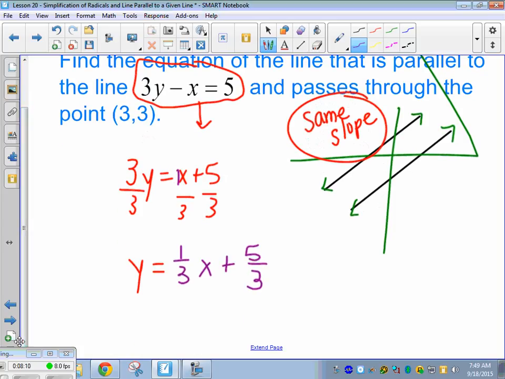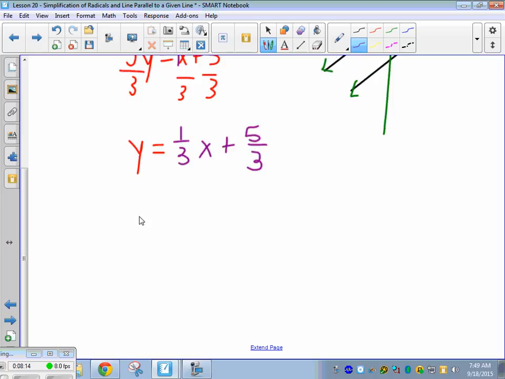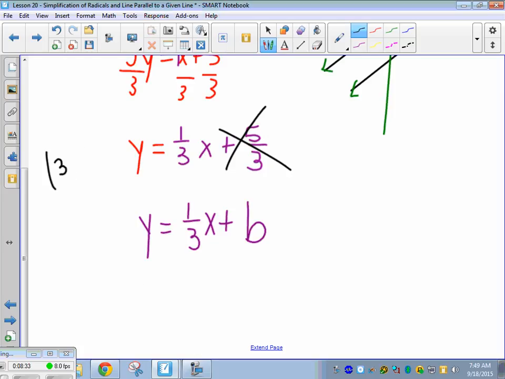So now I want a line parallel to that line that goes through the point (3, 3). So if it's parallel, it has the same slope. So we keep the number in front of x. We don't care about the 5/3 because we're going to find a new y-intercept because it's a different line. It has the same slope, but a different y-intercept. Okay, so now I'm going to plug in (3, 3). They gave us that coordinate point, and it said I want a new line that goes through the point (3, 3). So 3 gets plugged in for y, and 3 gets plugged in for x.